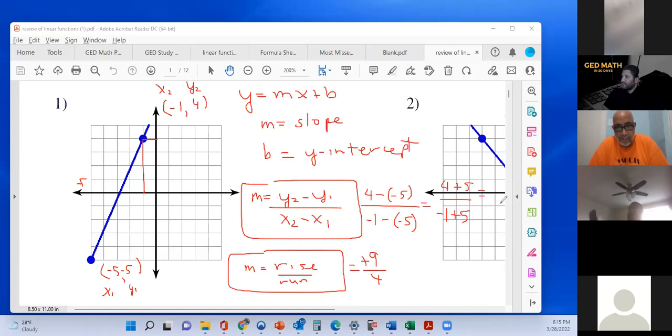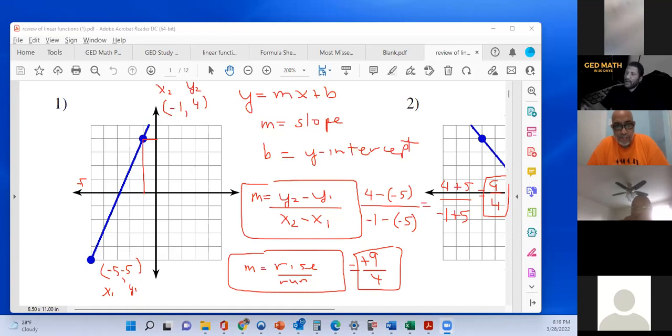What's 4 plus 5? 9. 9 over, and what's 5 minus 1? Over 4. Did we get the same exact answer for the slope? Yes. It doesn't matter which one you use. The other way was easier though.